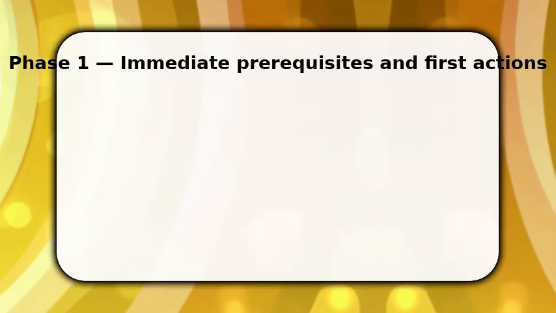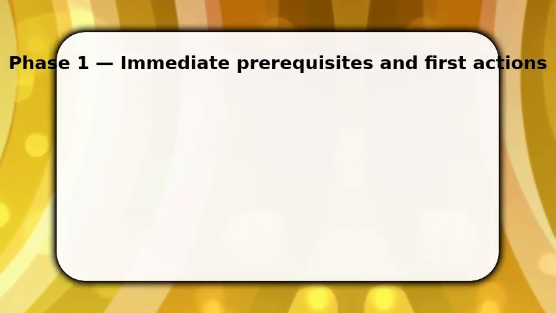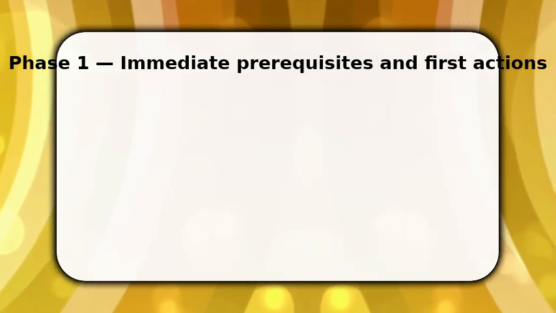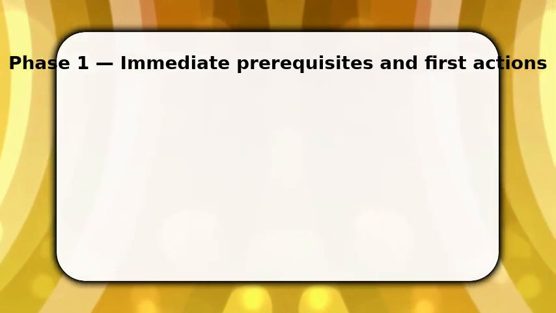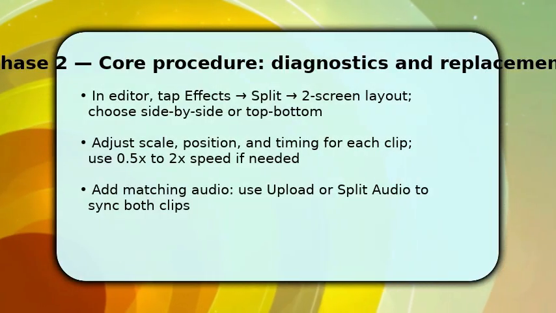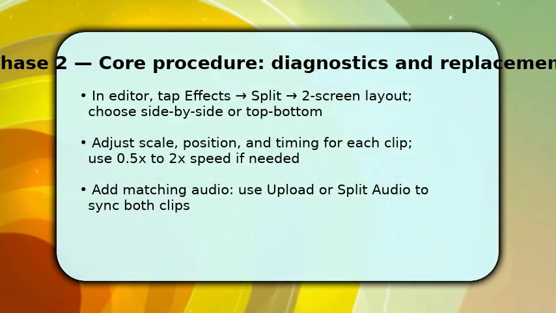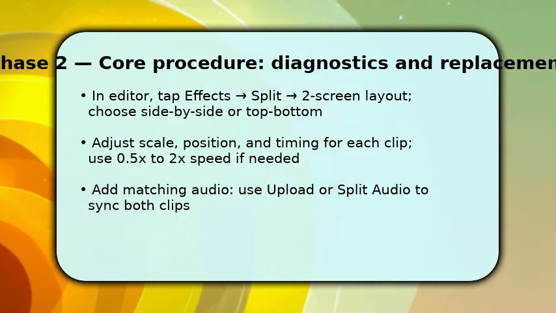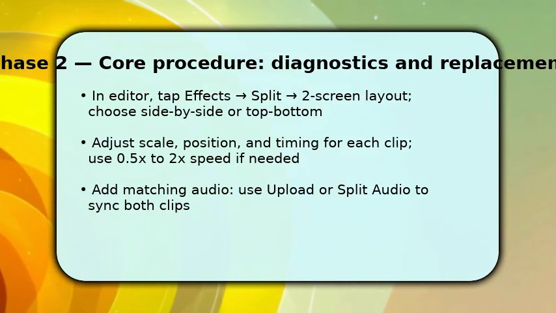Hit Next to enter the editor. That's where you turn two separate clips into a two-screen arrangement. Now you craft the two-screen effect inside the editor. Tap Effects, choose Split, then pick the two-screen layout you want, side by side or top and bottom. Next, use pinch to scale and drag to position each clip so faces and actions align.